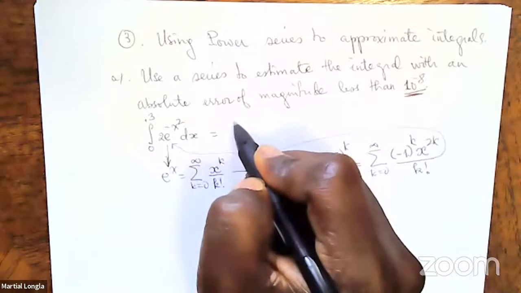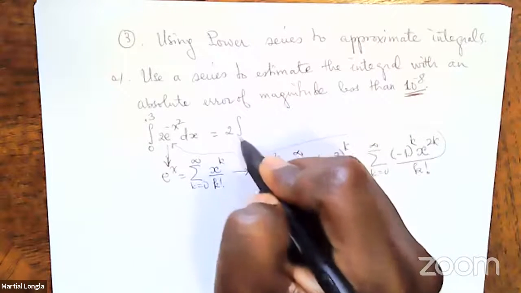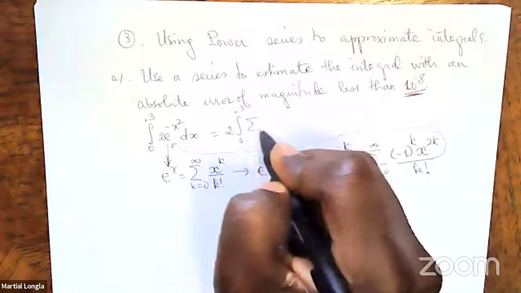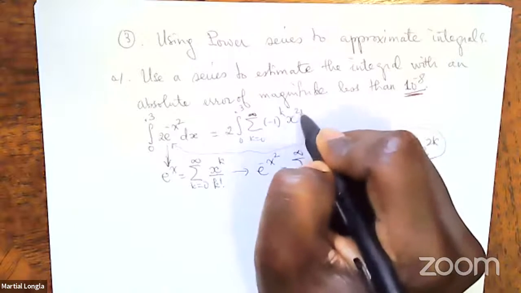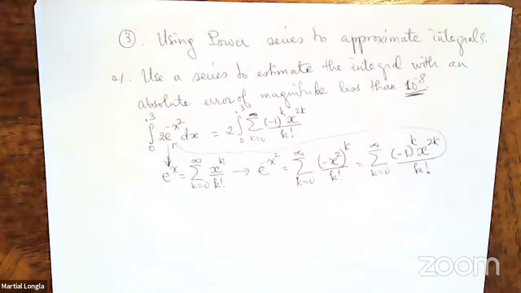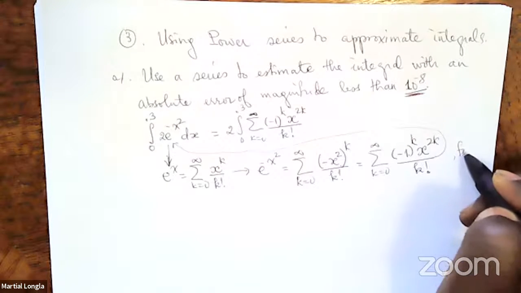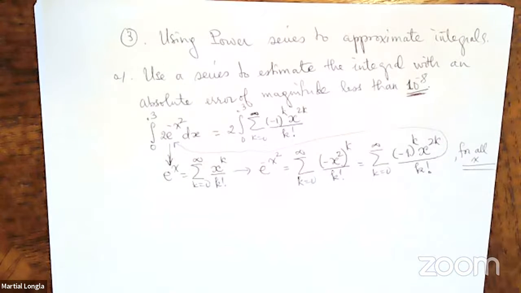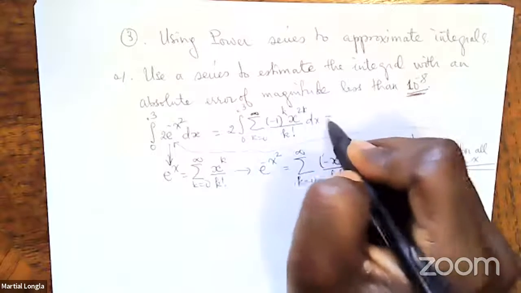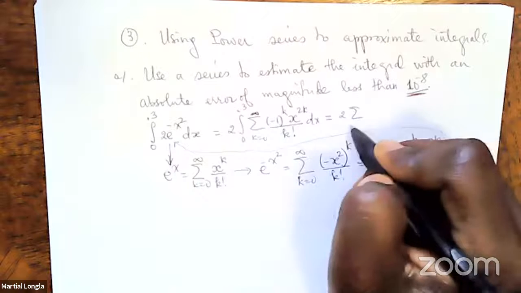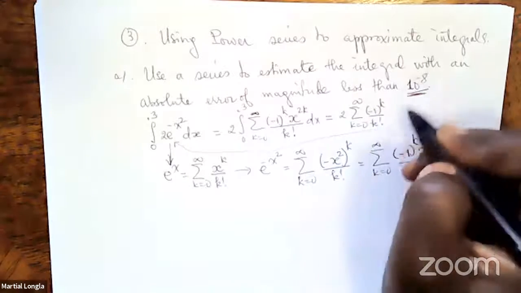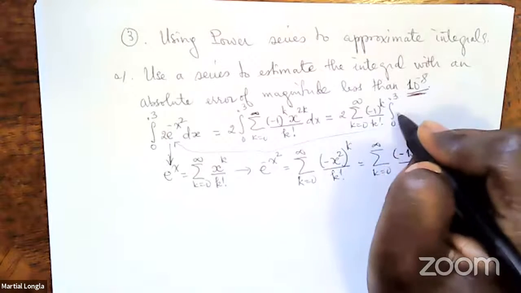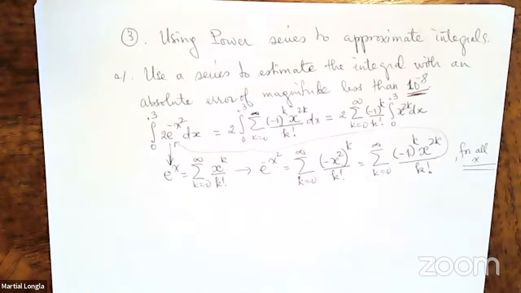So that's the thing. And this is what we are going to take into the integral to replace e to the negative x squared. So that's going to be 2. I can put the 2 out of this integral, it's not a problem. Integral from 0 to 0.3 of the sum k from 0 to infinity of negative 1 to the k x to the 2k over k factorial dx. And we are fine with this because this power series equality is true for all x. So we can plug it in. And so we can switch the sum and the integral. Negative 1 to the k and k factorial can stay out, and then the integral from 0 to 0.3 of x to the 2k dx.